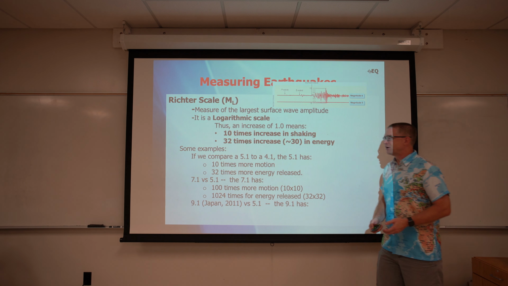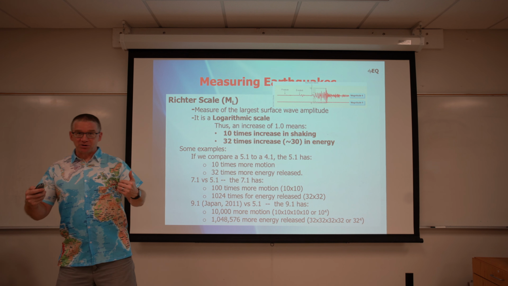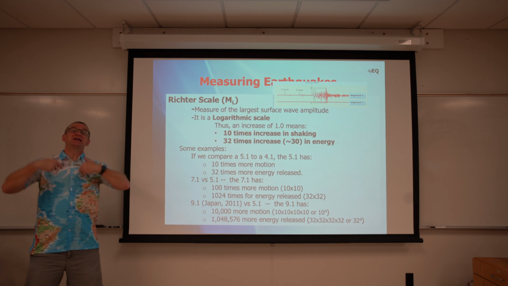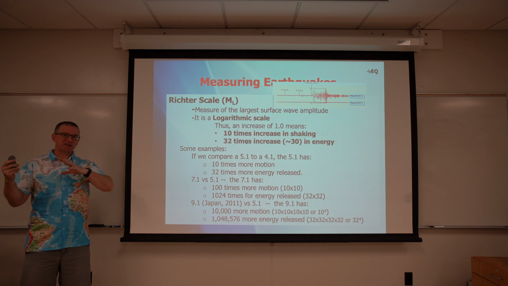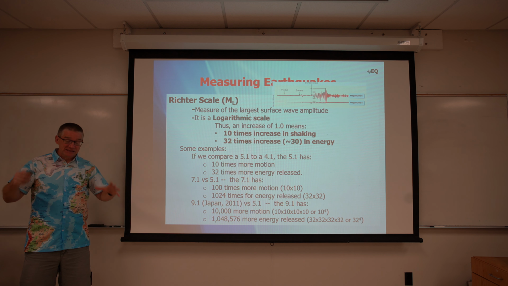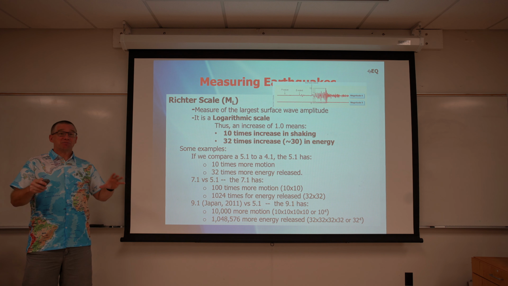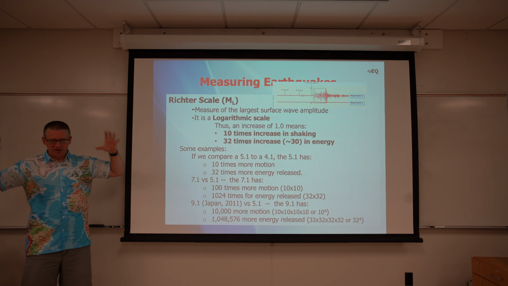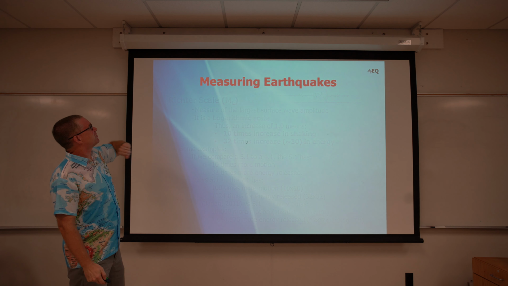So small increases in the Richter number result in big changes in the amount of shaking and the amount of energy involved in that event. So, when you're talking about a 5 versus a 6 magnitude earthquake, those are really, really different events. You really can't compare a 5 and a 6 or a 5 and a 4. Again, completely different events. You can't compare a 4 to a 6 or a 4 to a 7. I mean, they're just completely different. So keep that in mind with the Richter scale.